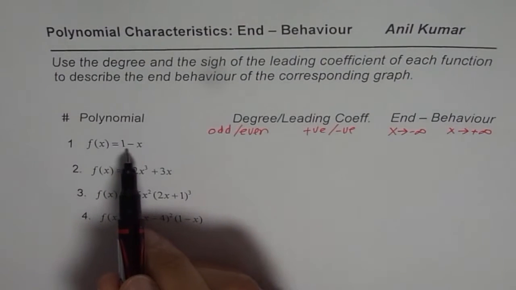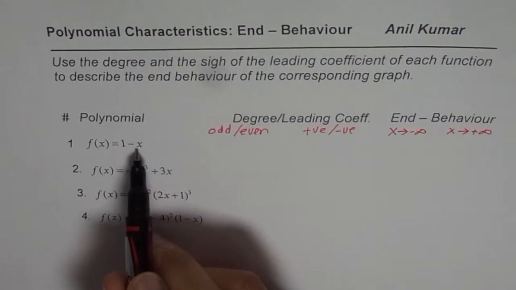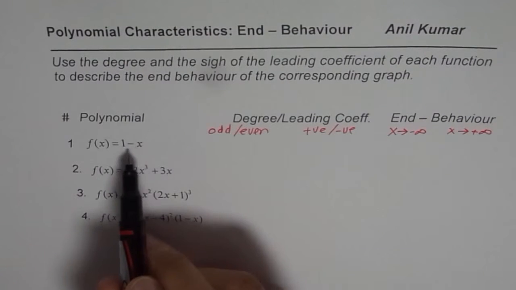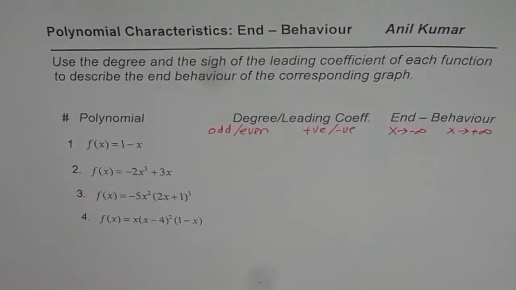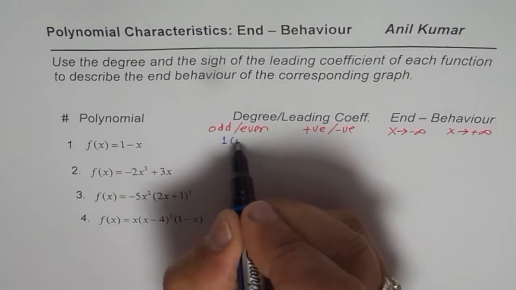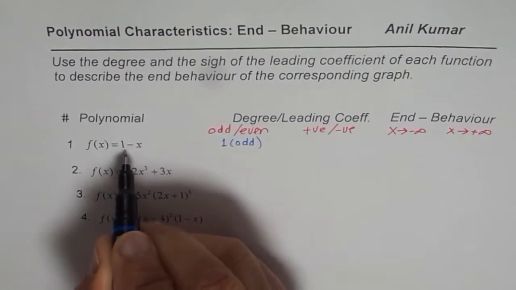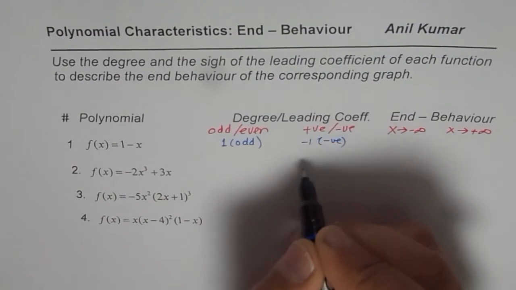Let us analyze the very first function, 1 minus x. Now what is the degree of this function? Degree is 1. It's a linear function, right? So 1 is odd, correct? So in this case, we'll write degree as 1, which is indeed odd, right? And the leading coefficient is minus 1. Minus 1 means it is negative, the leading coefficient.